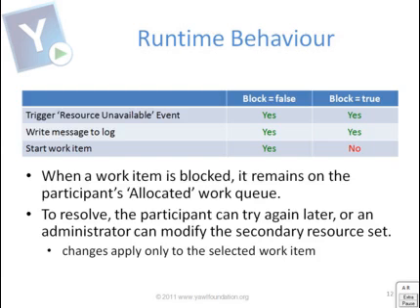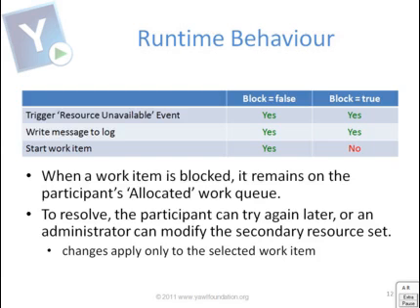So whether you choose to block or not block, and a secondary resource is unavailable at runtime, both of those options will trigger a resource unavailable event in the resource service, which goes out to any other services that are listening to those events. Both of those choices will also write a message to the log, but if you've chosen to block, then the work item will not be started. Rather, it will be placed on the participant who tried to start the work item on their allocated work queue.